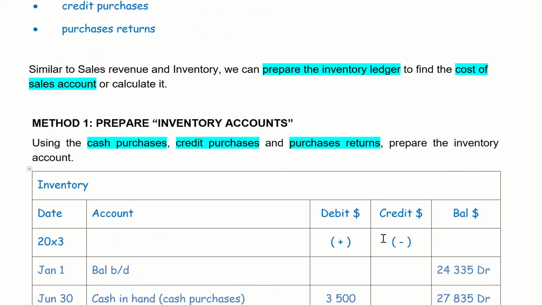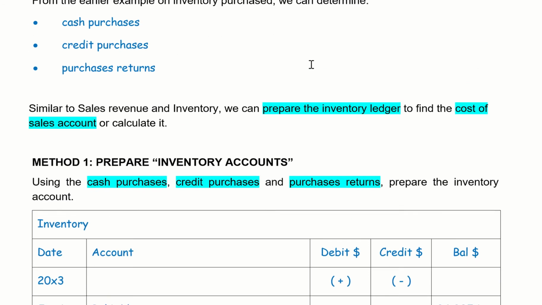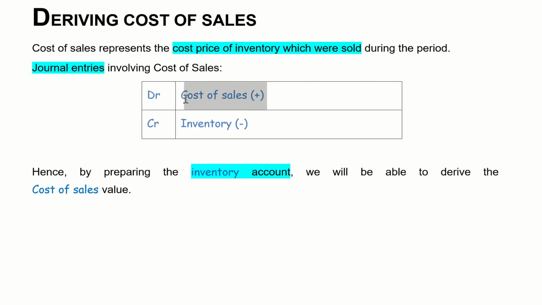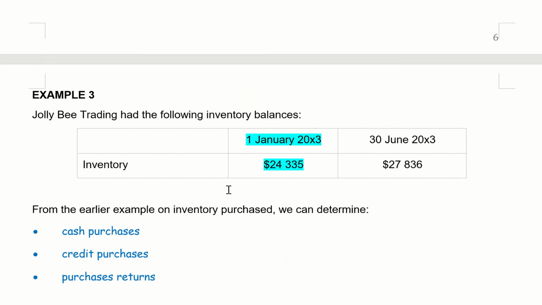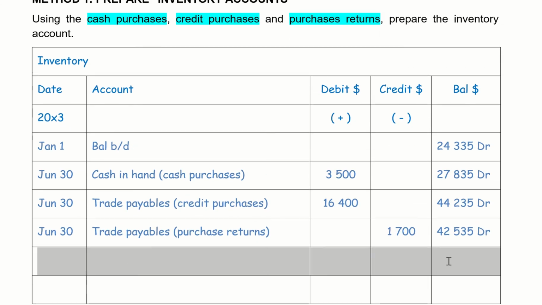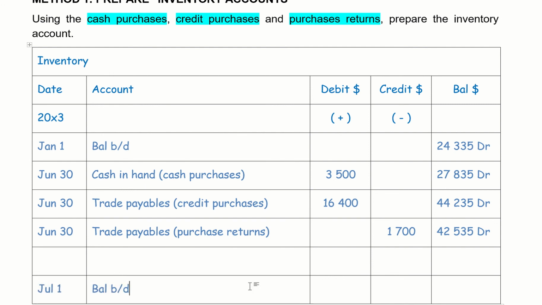And then finally, I have nothing else left. I've recorded most of what I need for inventory: cash purchase, credit purchase, and purchase returns. One last thing that I need to record for inventory is the cost of sales. Cost of sales will cause inventory to go down. And of course, I need to record my ending balance. So I'm going to leave a line for my cost of sales, and I'm going to record my ending balance first on 1st of July.